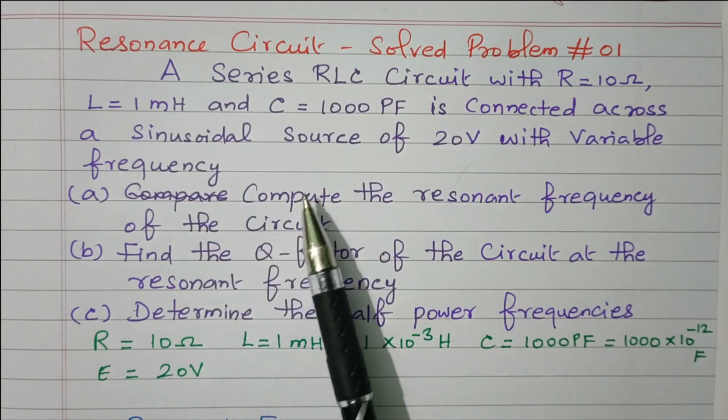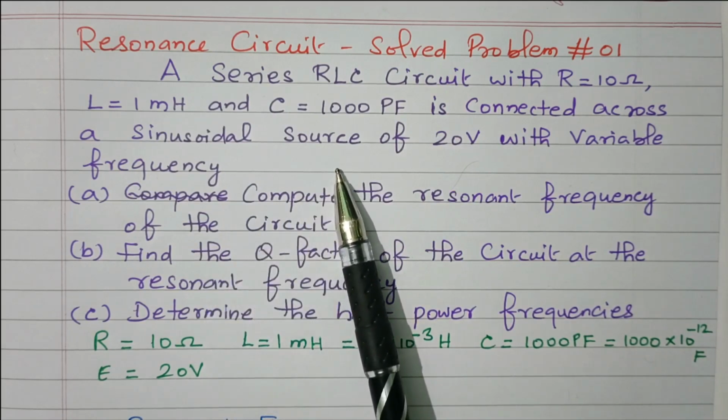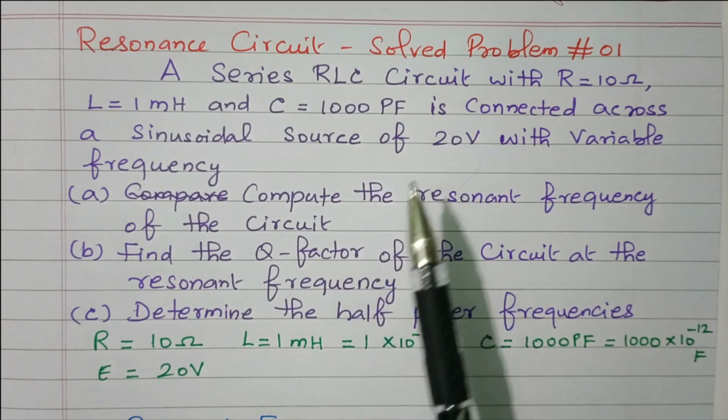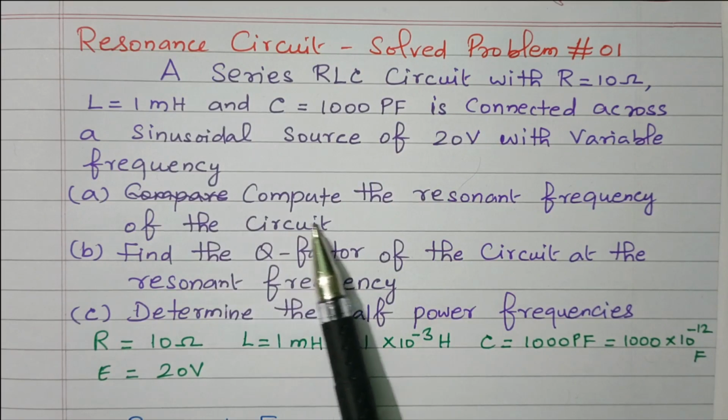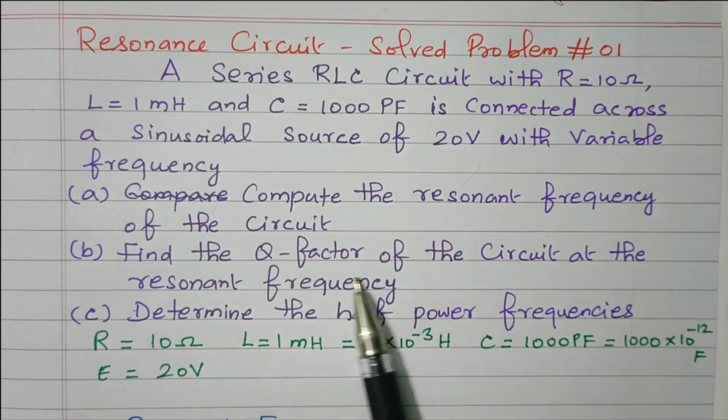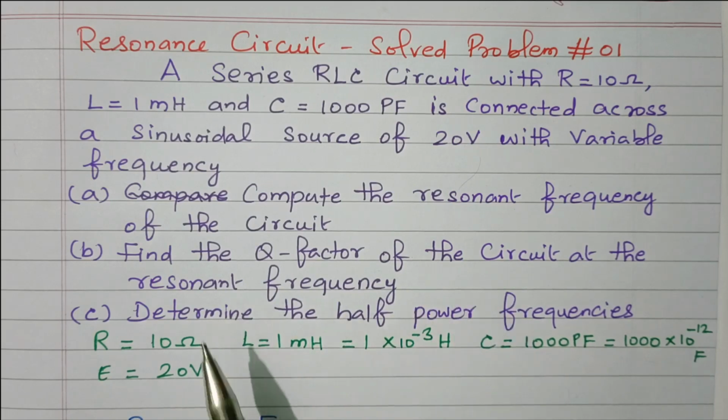So RLC is connected in series across the sinusoidal source of 20 voltage. The question is, compute the resonant frequency of the circuit. Find the Q factor of the circuit at resonant frequency. Determine the half power frequencies. These three topics we need to identify.